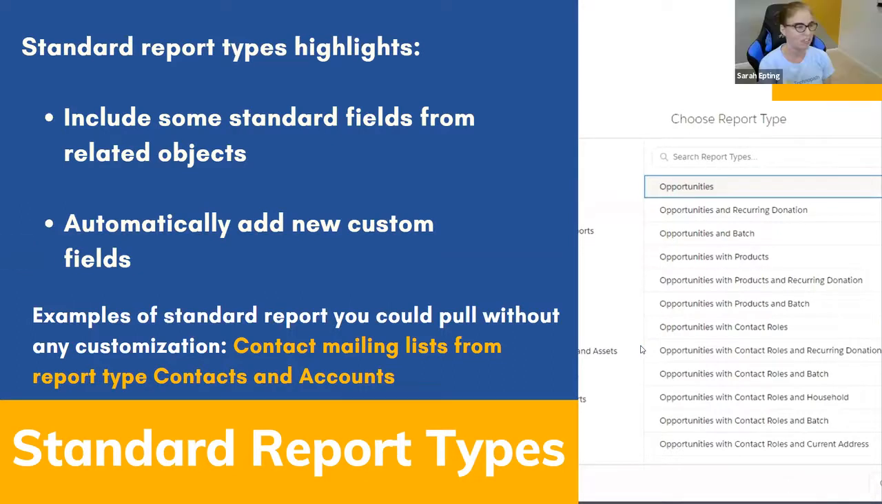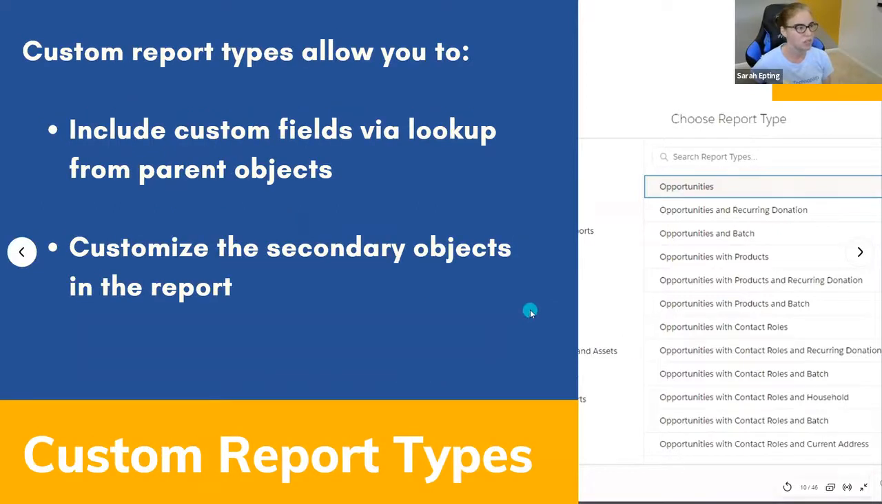That's awesome. Okay, because that's my least favorite thing about custom report types, which I'm sure is a lot of people. So another thing that's really cool about custom report types, like I said, you can include custom fields via lookup from parent objects. So you'll see what I mean when we go through the exercise where we create the custom report type and pull in those fields.